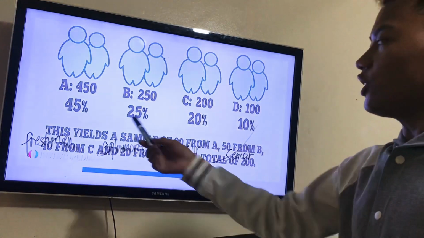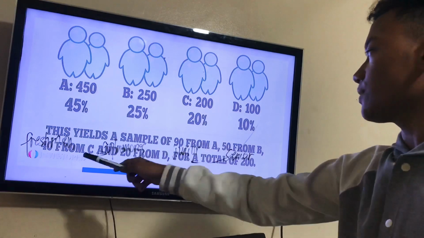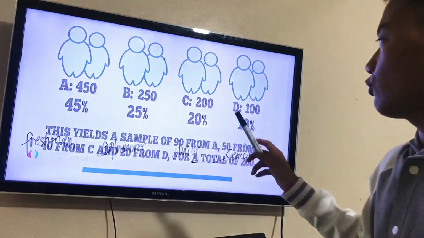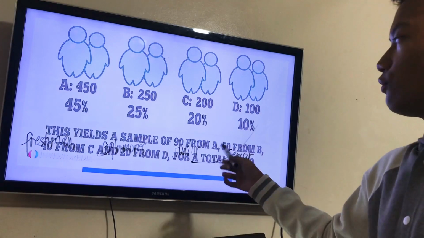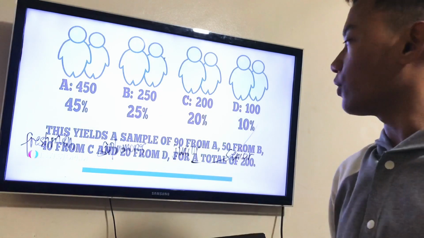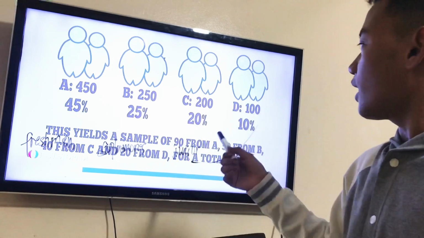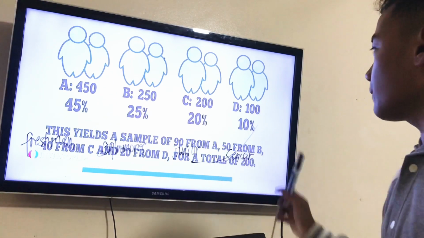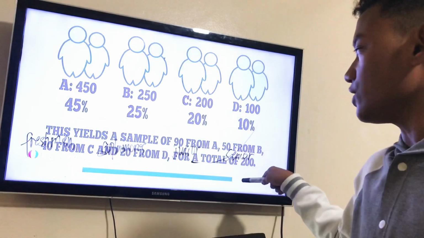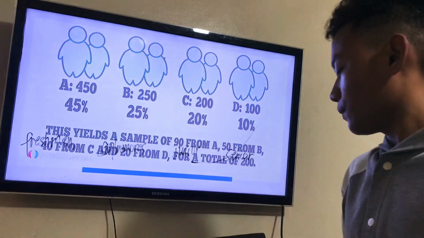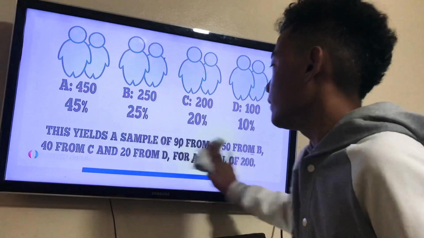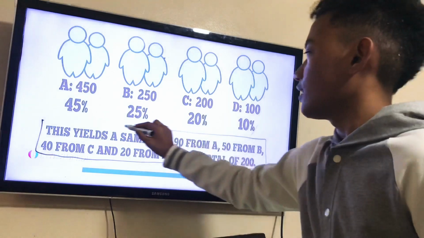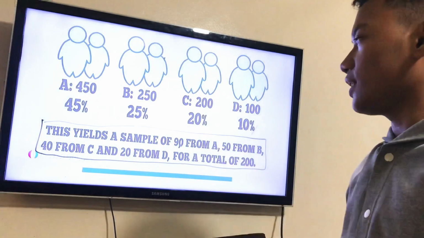So 45% of 450, we have 90 freshmen in our stratified sample. And for our sophomores, 25% of 250 is 50. So we have 50 sophomores in the stratified sample. And for our juniors, I'm going to get 20% of 200, so we got 40 from our juniors. And last but not the least, 10% of our 100 seniors, and I got 20. So you now have the final stratified sample. So this is now the answer. Now you can analyze your sample, and this is how you do it.